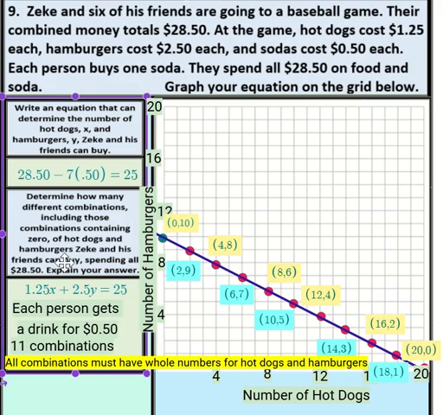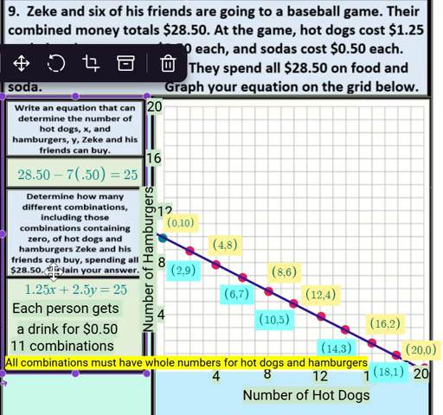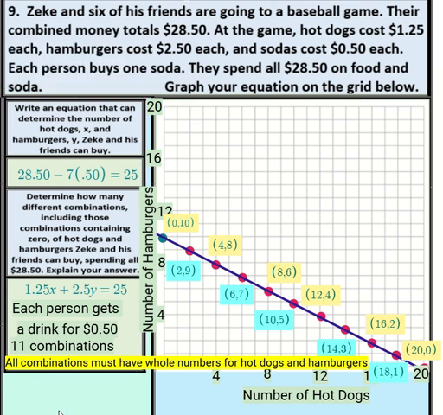So the final step is they say, explain your answer, and they want a sentence for that explanation. So our explanation is all combinations must have whole numbers for hot dogs and hamburgers. And that is full credit for question number 9.